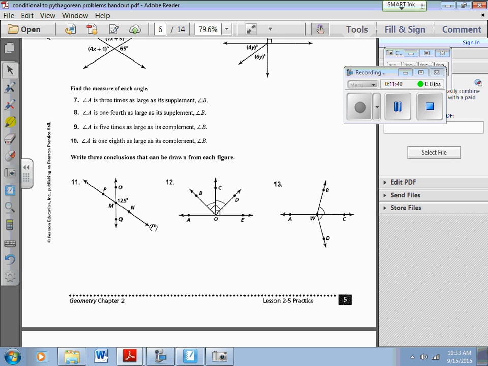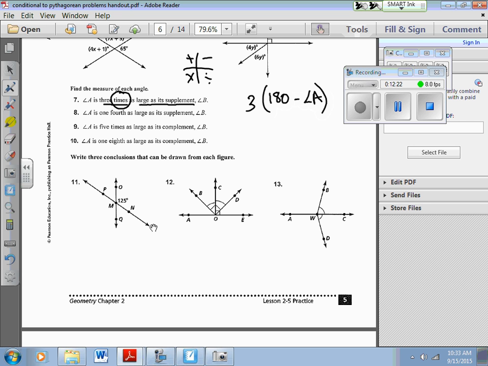Numbers 7, 8, 9, and 10, find the measure of the angle. So angle A is 3 times as large as its supplement. So angle A is 3 times, that means plus, minus, multiply, or divide. Which one of those 4 is multiplied? 3 times as large as its supplement. They have to add to 180. So if you know what angle A is, the supplement is 180 minus angle A.